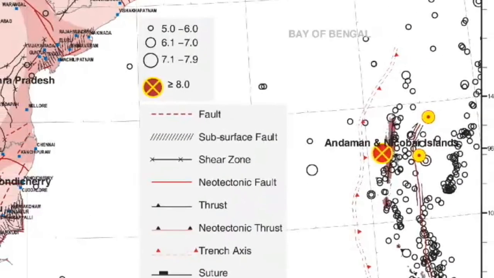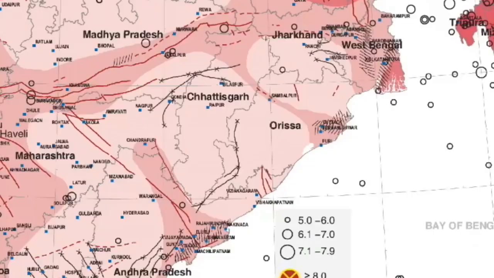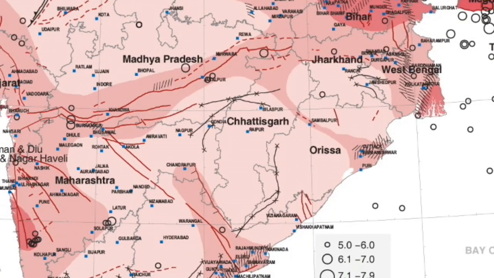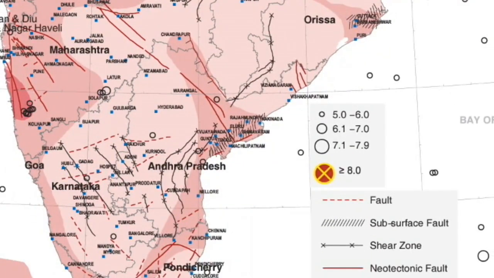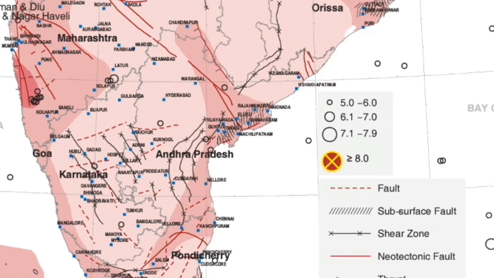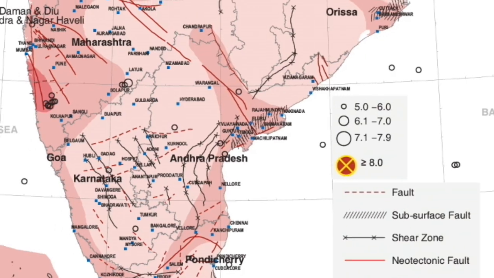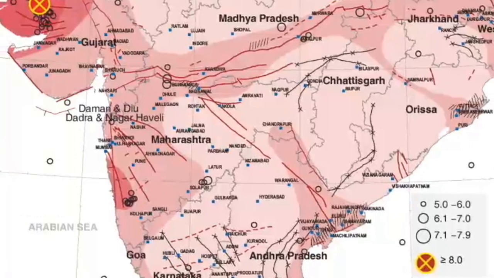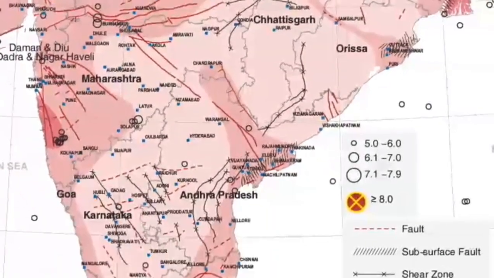Okay, and in the map you can see the colors. The faded colors show the low intensity, low risk zones like zone 3 and zone 2, and zone 4 and zone 5, which are shown by the bold red colors, show the high damage risk zones.